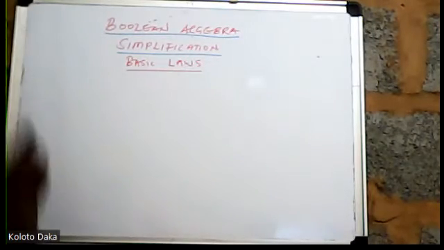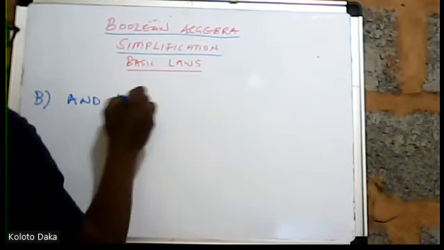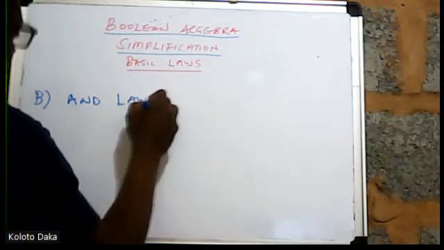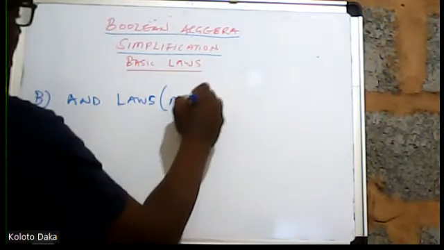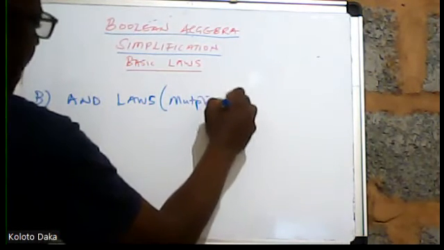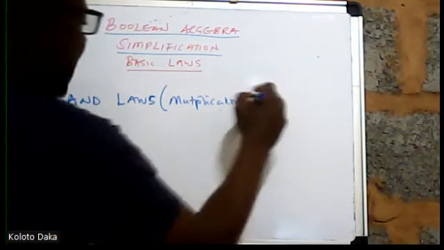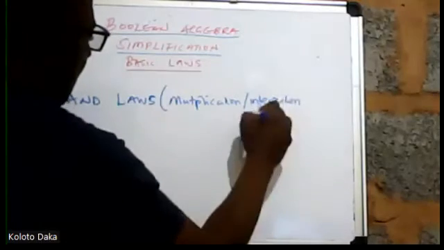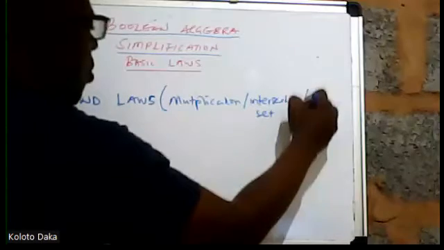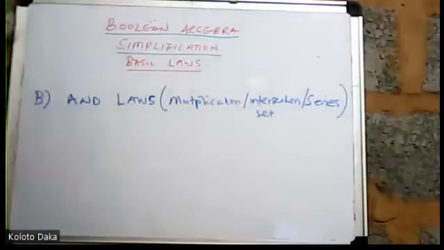What about the AND laws? AND simply means what? The multiplication or intersection set. Or the switches are in what? Series.